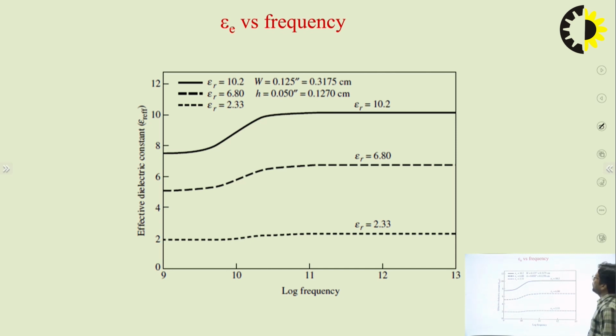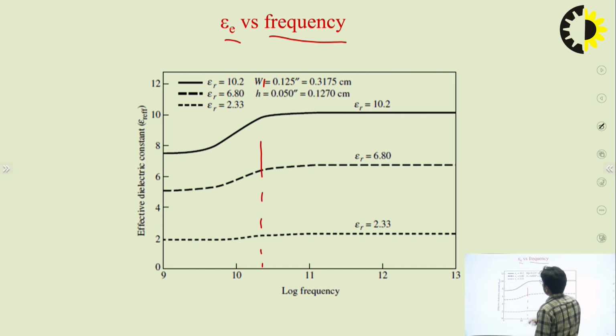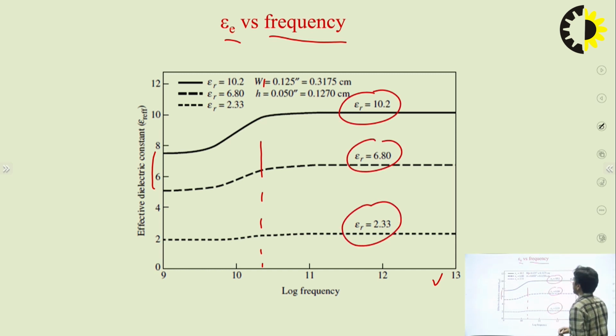And this is a graph of effective relative permittivity versus frequency. As you can see, at the lower side of frequency, we can say the effective relative permittivity is less than the relative permittivity of the media. As we move towards higher frequency, this effective relative permittivity matches the relative permittivity of the media. So this is about how the effective relative permittivity changes with respect to the frequency.